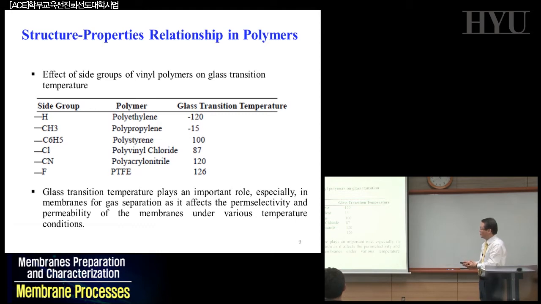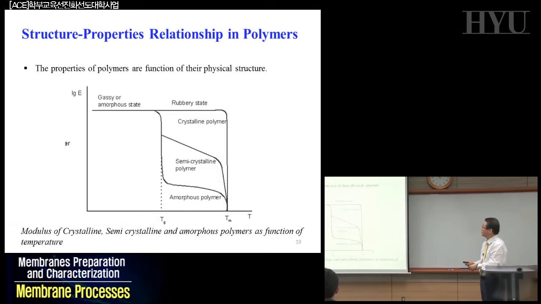So Tg is very important in membranes, particularly for gas separation, okay? And it affects the permeability and the selectivity as well. So if you have a high Tg material, then you decrease the permeability, whereas you increase the selectivity. And this is one example of the importance of the Tg.